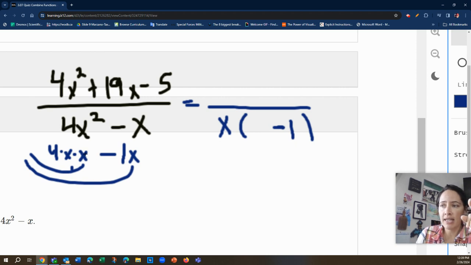Over here, if I take out this x, what's left? Well, 4x. And that one should be pretty straightforward because x squared means x times x.